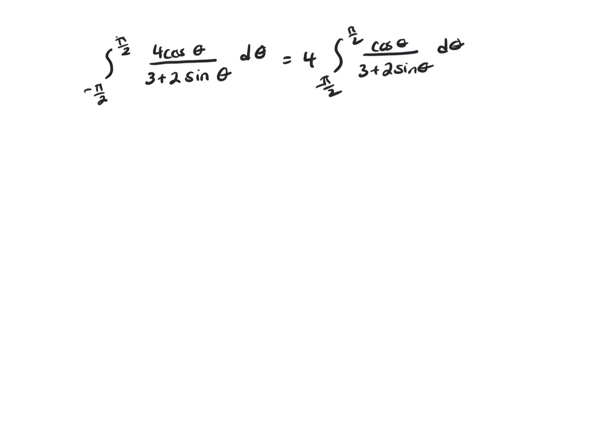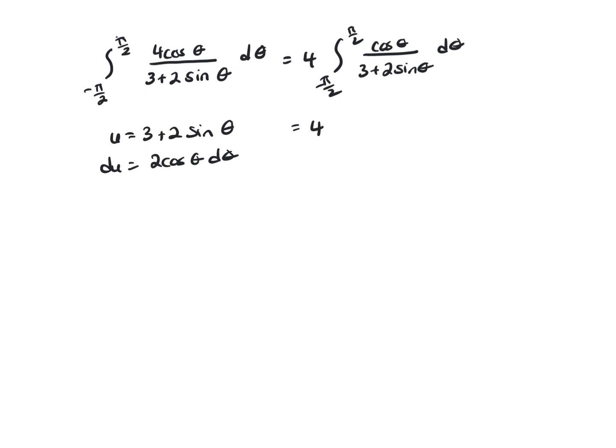And if you note, the derivative of the denominator is in the numerator. So I can rewrite this as an integral of 1 over u du. So let u equal 3 plus 2 sine theta, that's my u, and du will be 2 cosine theta d theta. So let's make everything in terms of u.